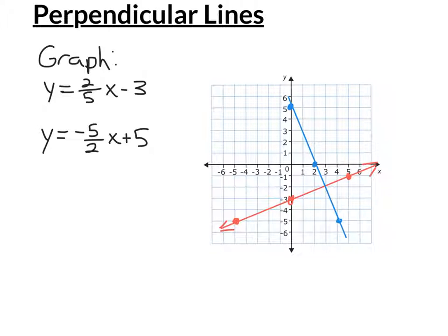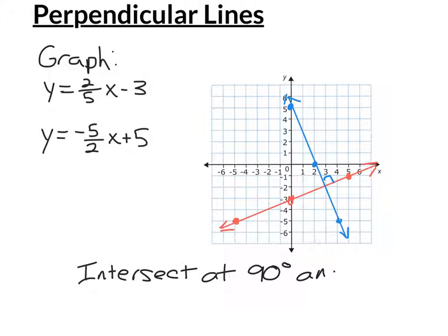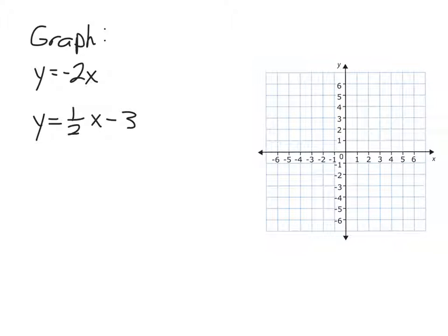And notice how these lines intersect, right? They intersect at a 90-degree angle. And that's what perpendicular lines are. Perpendicular lines intersect. That means they meet each other at a 90-degree angle, or a right angle is another word for that. Let's take a look at another pair of lines. Let's see if these two are perpendicular.